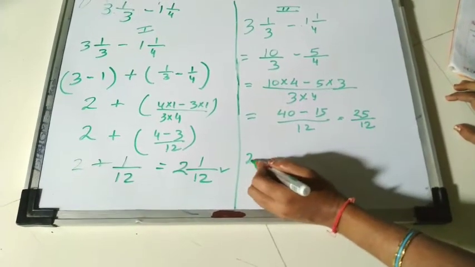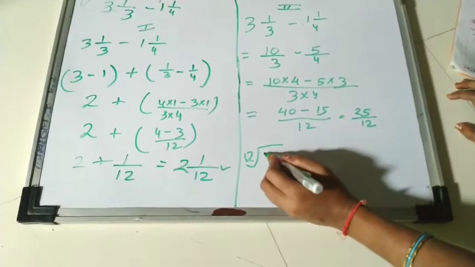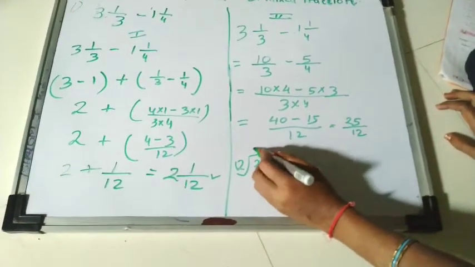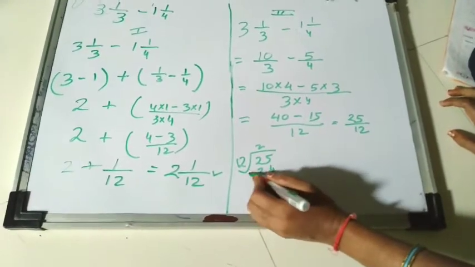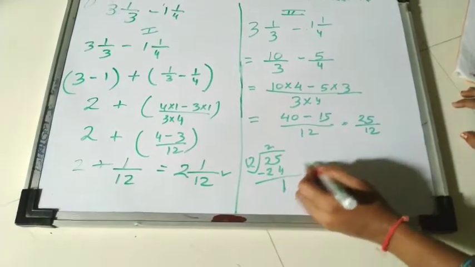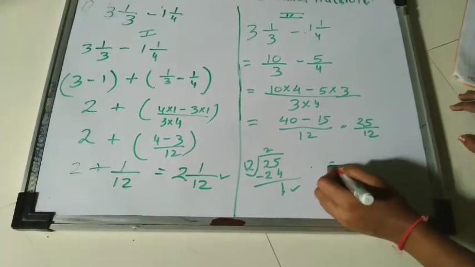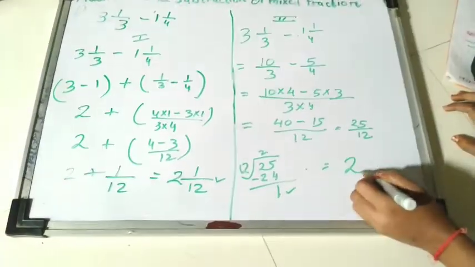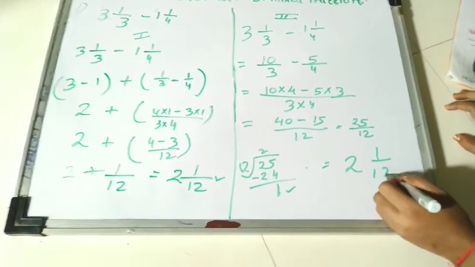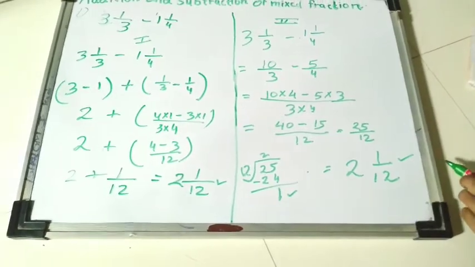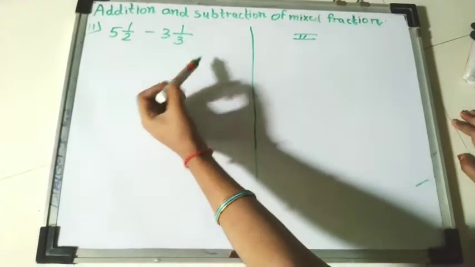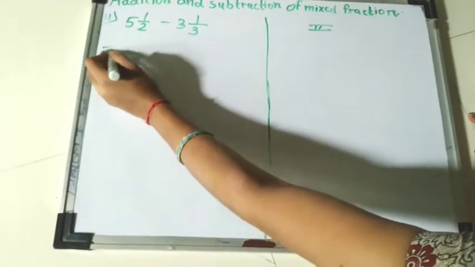As usual, you can write 2 upon 1 by 12. It means 1 remainder. You can write 2 upon 1 by 12. Answer: 5 upon 1 by 2 minus 3 upon 1 by 3. How do you write this?